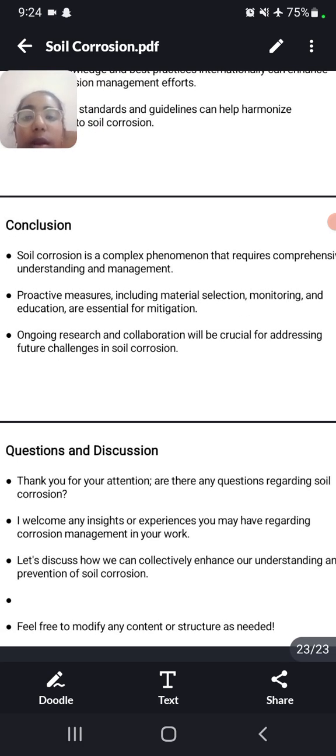The conclusion of soil corrosion is that soil corrosion is a complex phenomenon that requires comprehensive understanding and management. Proactive measures, including material selection, monitoring, and education, are essential for mitigation. Ongoing research and collaboration will be crucial for addressing future challenges in soil corrosion.